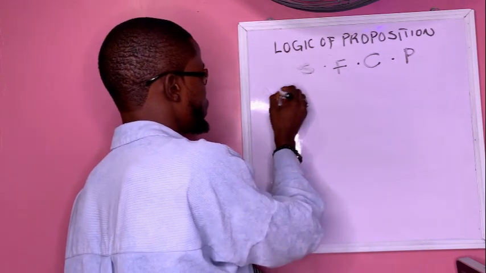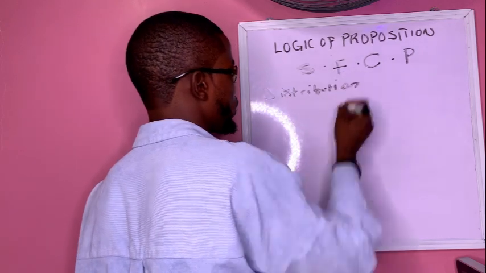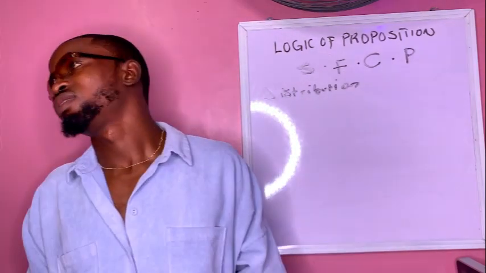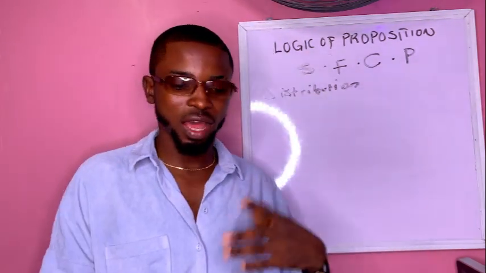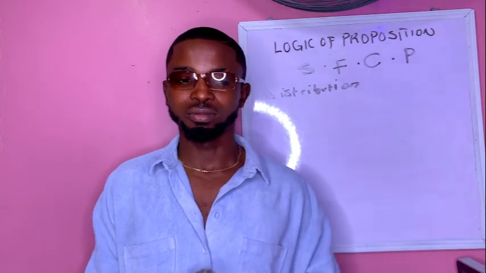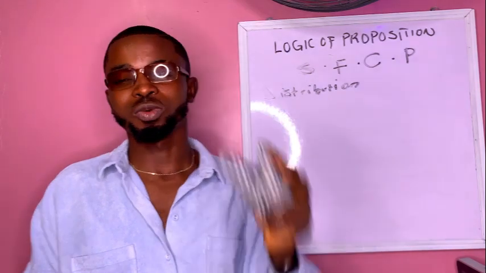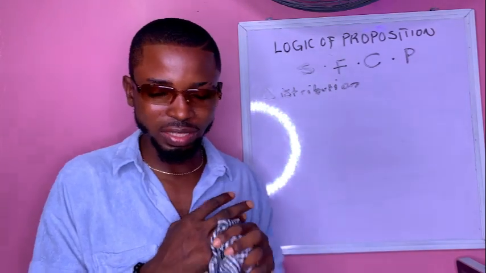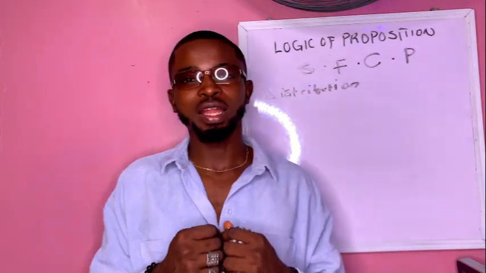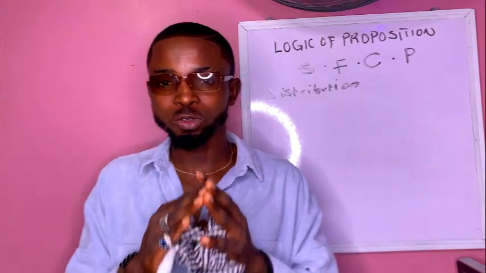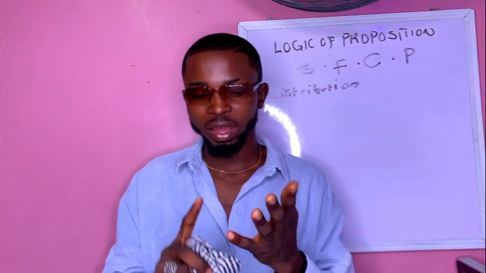So the concept of distribution. Distribution is just indicating how terms occur in a particular proposition. That is, how the subject term and predicate term occur in a particular proposition. So we say that the rule of distribution is that a term is distributed if that particular proposition makes reference to all the members in the class designated by the term. That is, we have subject term and we have predicate term.